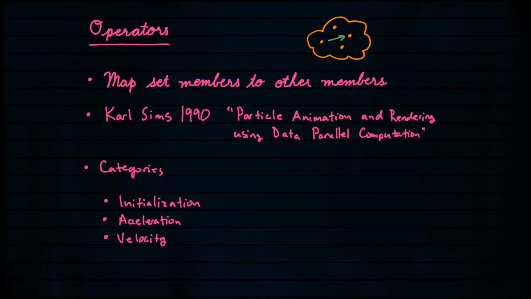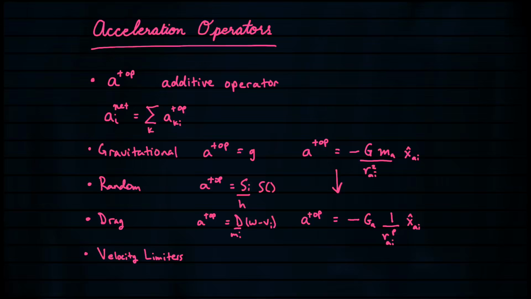We talked about initialization in a previous video. So in this slide, we have what's called an additive operator. An additive operator uses the terminology of a superscript plus op. The idea here is that we could have one or more of these operators, and if we just sum up their contributions, we'll call this the net value. And so we have a few different ones that we'd like to use.